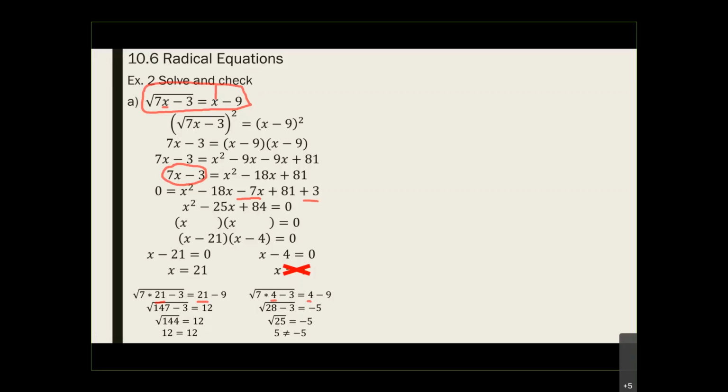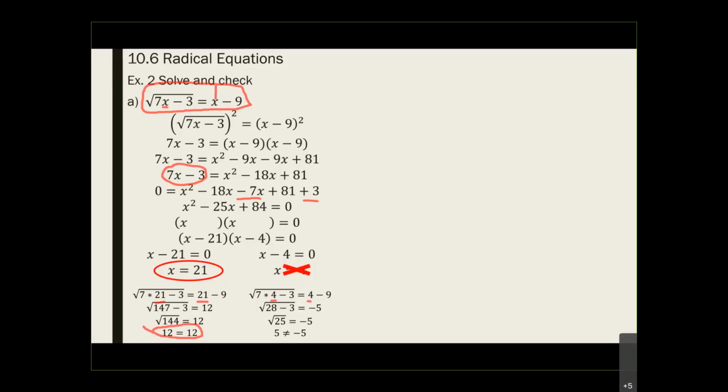If they are not equal to each other, they are not your solution. In order to be a solution, it has to be something like this, 12 equal to 12. They are equal to each other. In this case, my answer for this particular problem is 21. That's the only answer you type in your MyMathLab.